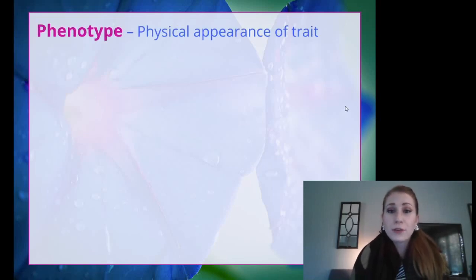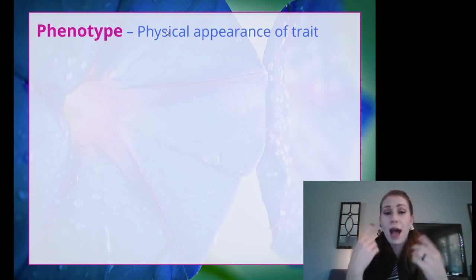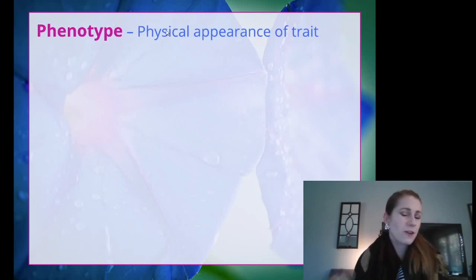Okay. Phenotype is the physical appearance of a trait, so it's what you actually can see. The way I remember that is pheno starts with PH, like physical. So it's what you're going to physically see. So hair color, the actual hair color, so red or brown, eye color, green, blue, brown, those are going to be phenotypes. So the words that we use more commonly are the phenotypes.